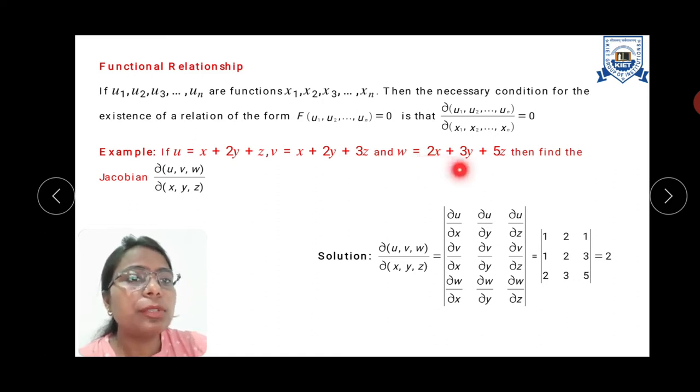and del w by del x is equal to 2, del w by del y is equal to 3, and del w by del z is equal to 5. After solving this determinant, we will get the value 2.